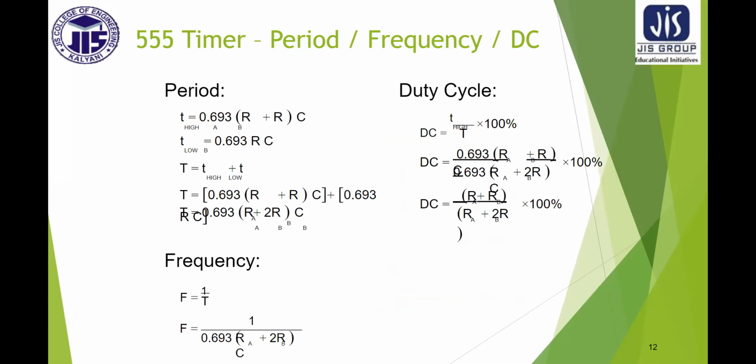Next, this is the period, frequency and DC, that is duty cycle of the 555 timer. So just have the equations. Just give the heading of period and write down the equation. Period is nothing but the total time period.